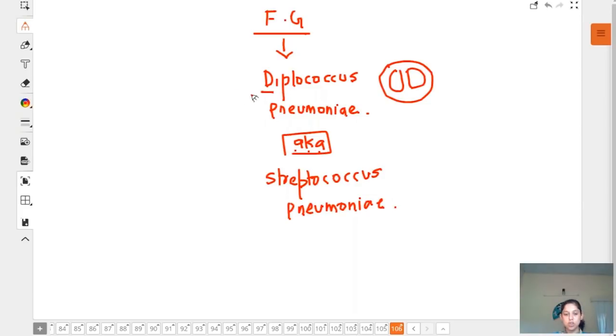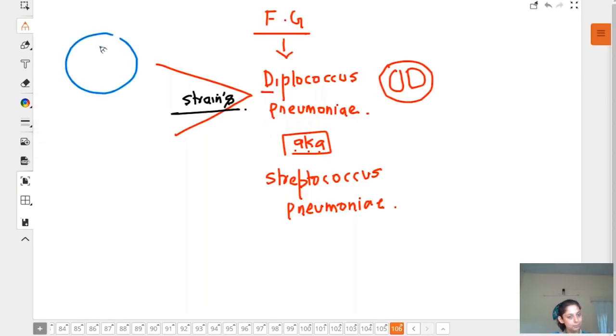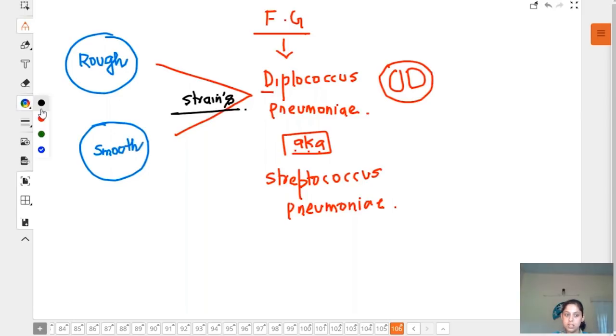So this bacteria has two types. What are the types called? Strains. What are strains? Types. It's got two strains. Very simple. One strain is called rough, and another strain is called smooth. The smooth strain has a covering outside.